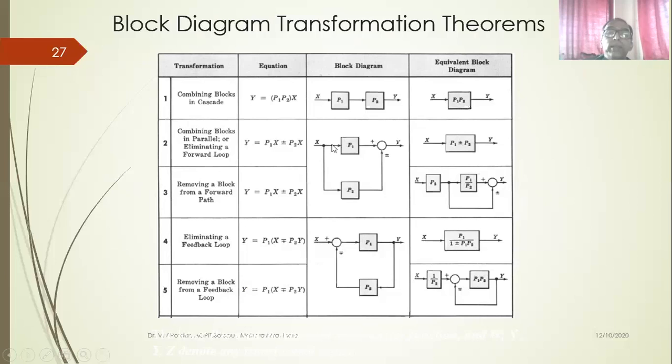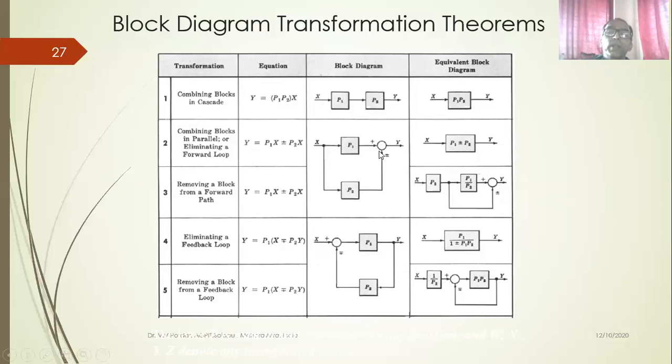X is going here inside X into P1. It is going to the summing point. The same X is going here also. X into P2 is coming here. So what is coming here? P1X from this side plus P2X. P1X plus P2X is equal to Y, isn't it? So P1X plus P2X plus or minus.